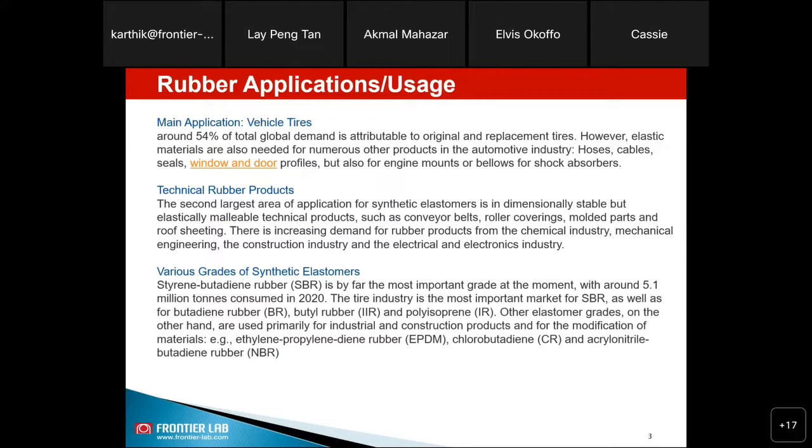So what we can see is that the automotive industry is one industry where rubber materials are used in a big way. And other than the automotive industry, it's also used in mechanical, electrical and electronics, and construction industries. So it's used for conveyor belts, roller coverings, molded parts, and roof sheeting.